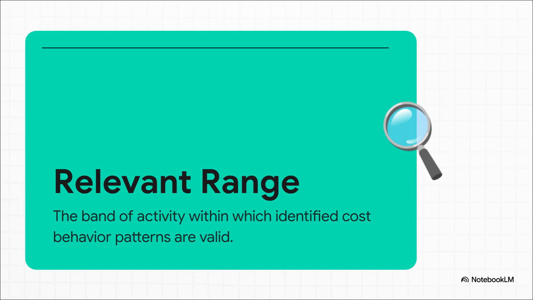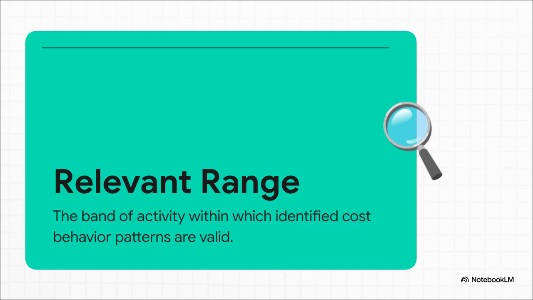This is the specific band of activity or capacity where our identified linear cost behavior patterns actually hold true. Most companies operate within a normal operating range, say 40 to 80% capacity. Inside that safe zone, we can safely assume fixed costs stay fixed and variable costs stay linear. But outside of that range, if you triple production, you're definitely going to have to rent a second warehouse.